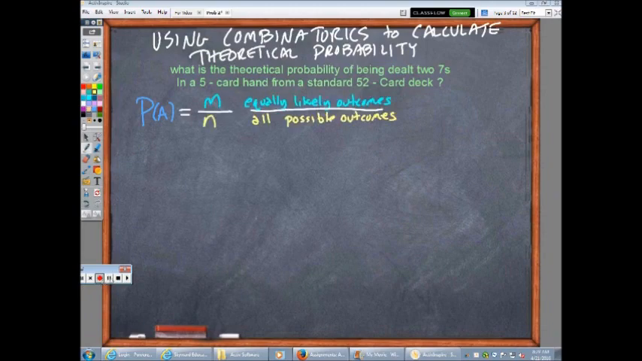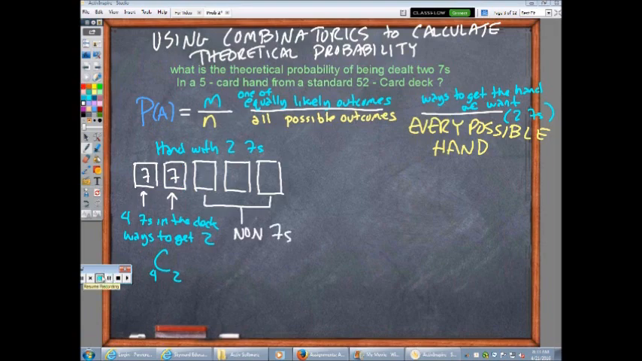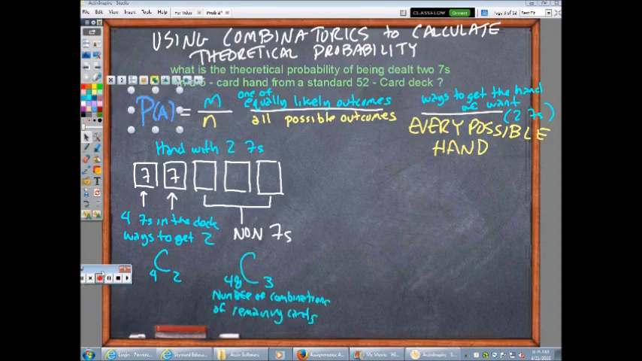So our probability is M over N, equally likely outcomes over sample space. So we need the number of ways to get a 7 over every possible hand. So here's 2 cards. We want them to be 7s, and the suit doesn't really matter. So what we're going to have to do is, there are 4 7s in the deck, we want 4 choose 2. Now we have 3 non-7s, and we need to figure out how many different possibilities there are there. So we have 48 choose 3. That's the number of combinations of the remaining cards.